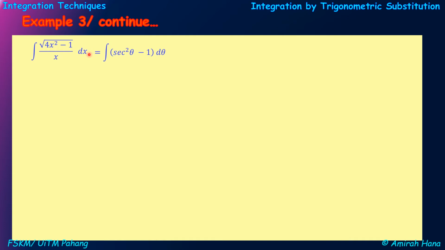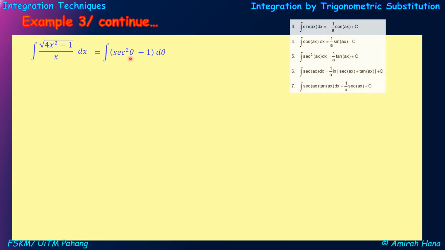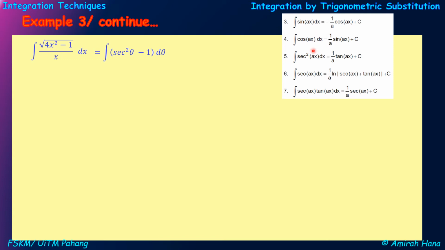Alright, we recall back from the previous slide. After we use trigonometric substitution, the given question, the integral of square root of 4x squared minus 1 over x dx, equals the integral of sec squared theta minus 1 d theta. To integrate this function, we can refer to the integration formulas from the appendix in the final exam. Now we look at formula number 5: the integral of sec squared ax dx equals 1 over a tangent ax plus c. If we replace a equals 1, we get the integral of sec squared x dx equals 1 over 1, no need to write, tangent x plus c. So this is the formula in terms of variable x and dx. Now we have it in terms of variable theta and d theta.